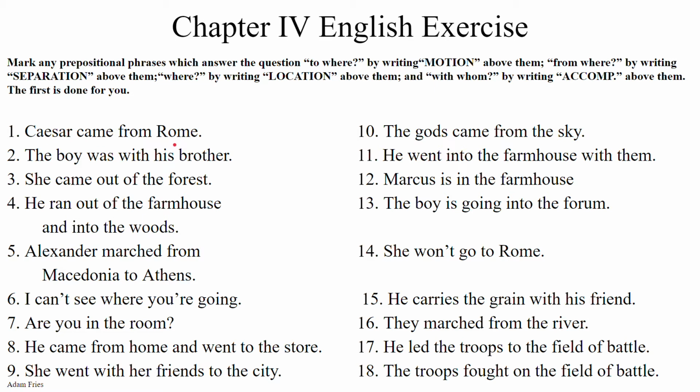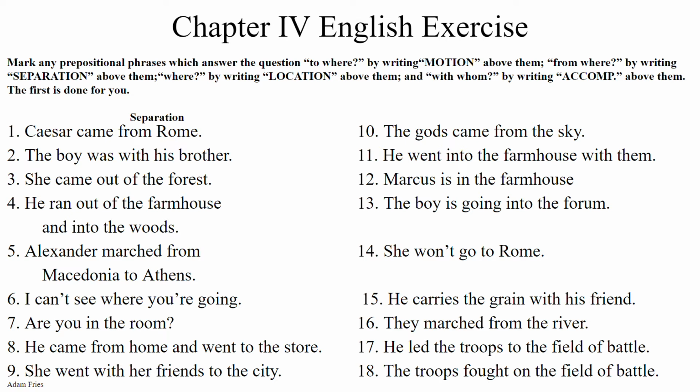So the first one, number one, Caesar came from Rome. Caesar came from Rome, the prepositional phrase from Rome. Caesar's moving away from Rome, so that would be separation. So write separation above the prepositional phrase from Rome, and that would be in the ablative case in Latin, the ablative of separation.